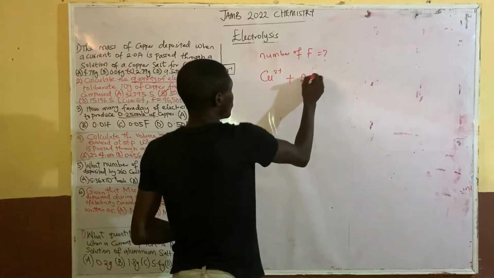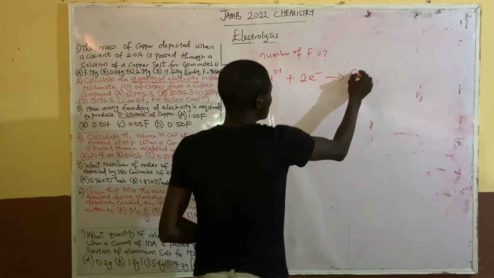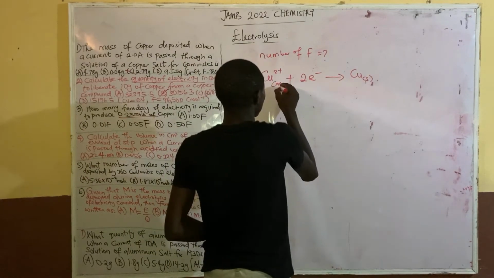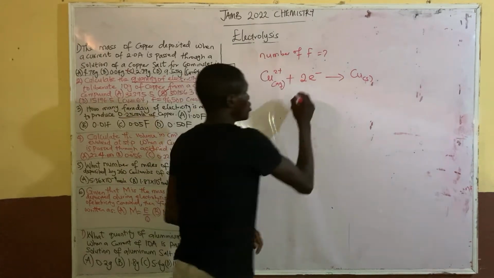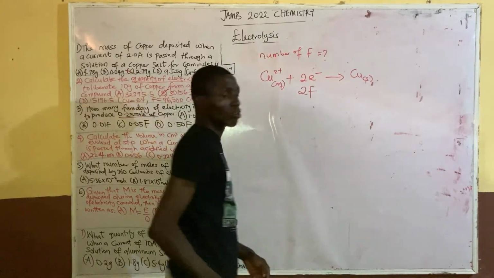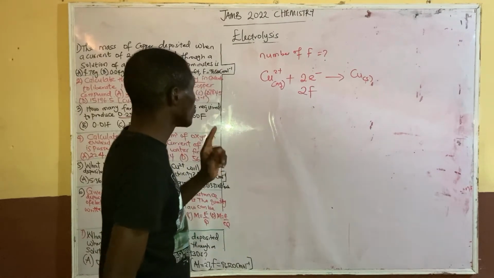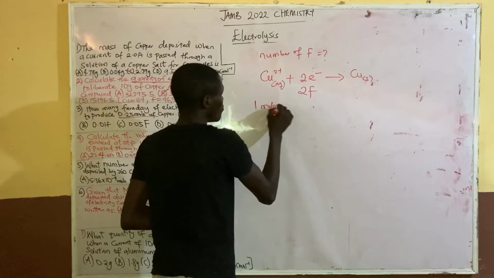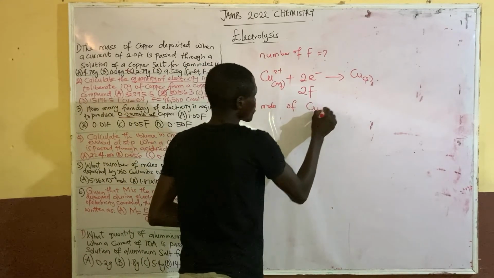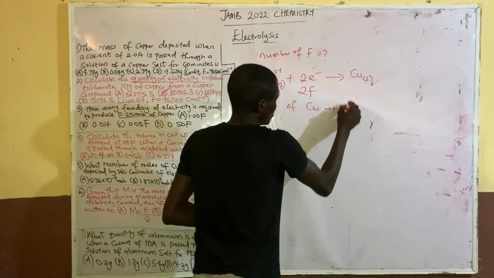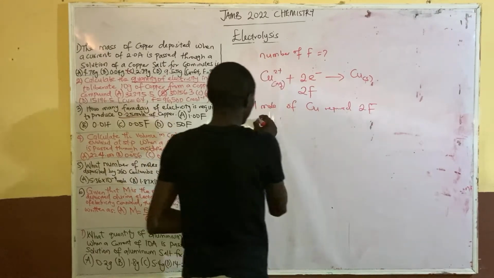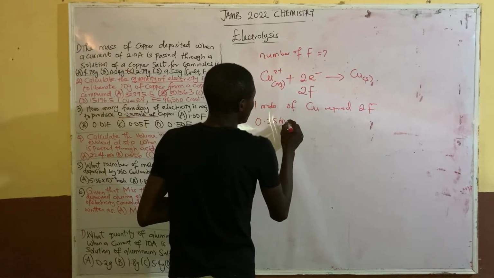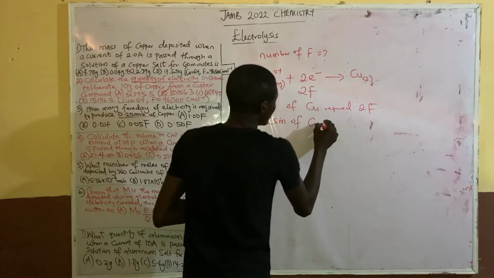plus 2 electrons for it to become copper solid. You must add 2 electrons to it. So copper aqueous turning to solid requires 2 electrons, so it requires 2 quantities of Faraday. So 1 mole of copper requires 2 Faraday. What about 0.25 mole of copper?